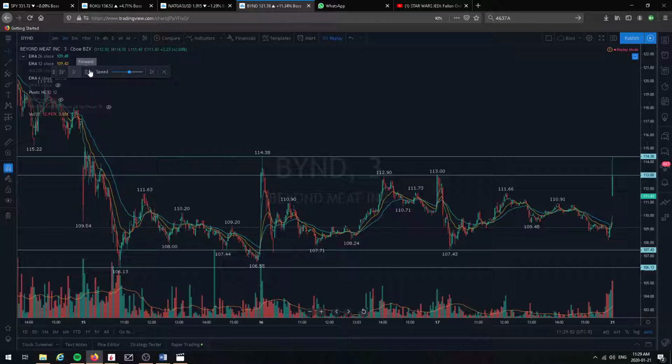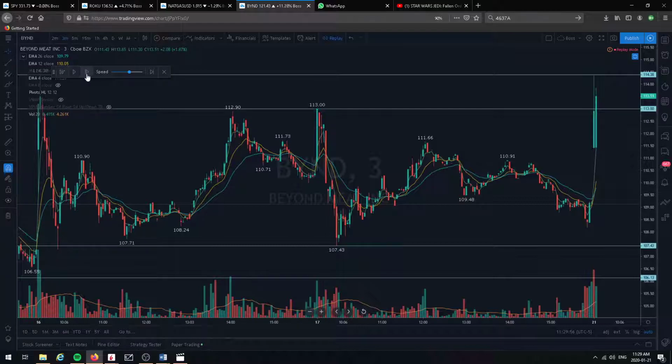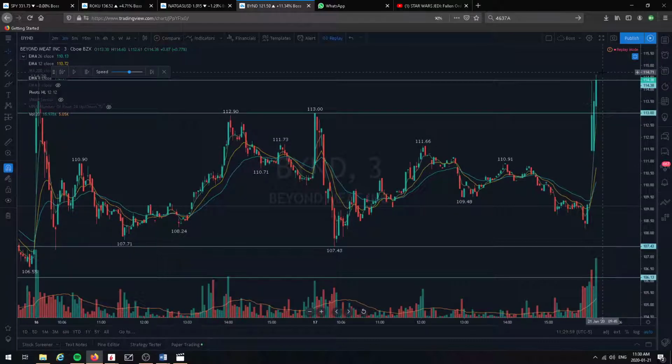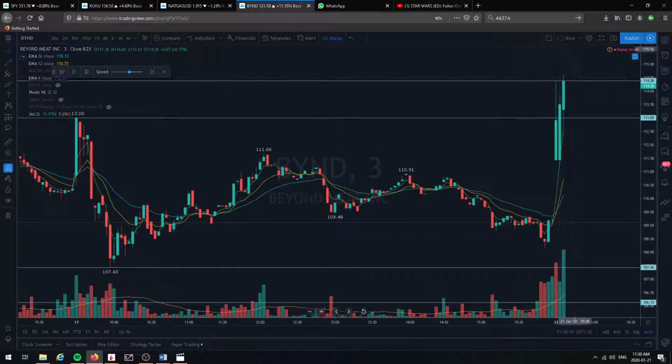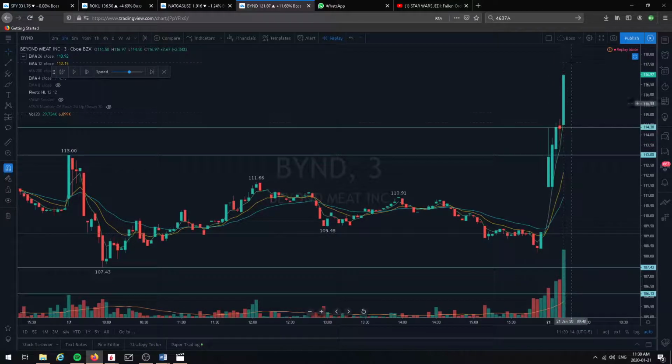Does that make sense? So let's move forward. Again, testing that resistance. So you can see that the shorts are starting to feel some pressure here. A little bit of volume coming in. You see the volume is pretty high on that candle alone. Well, about 16K. All right, and then we got a nice break over 114.38.